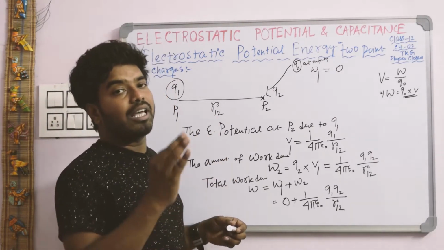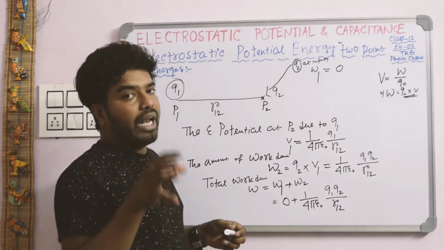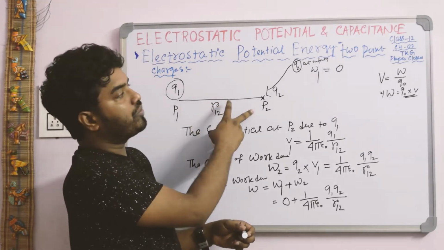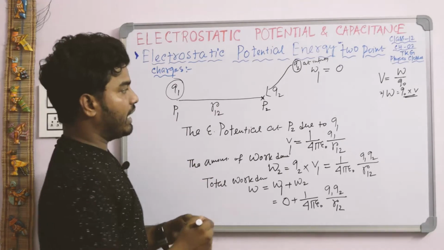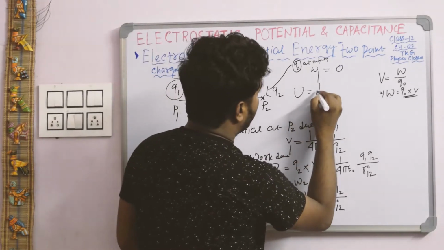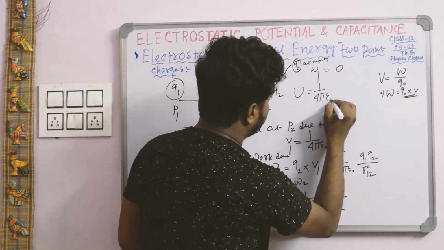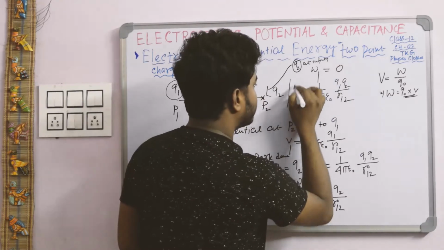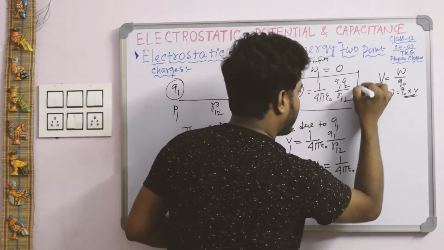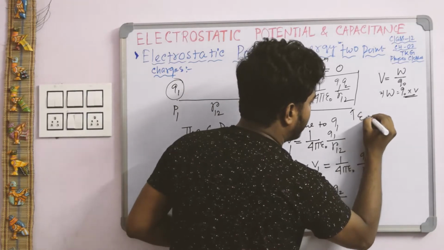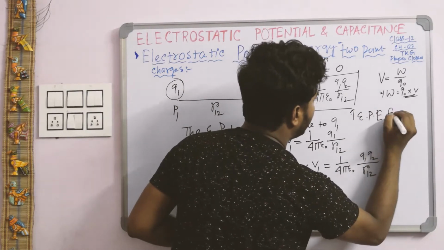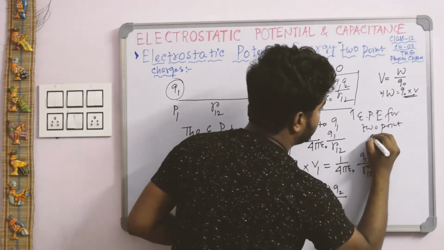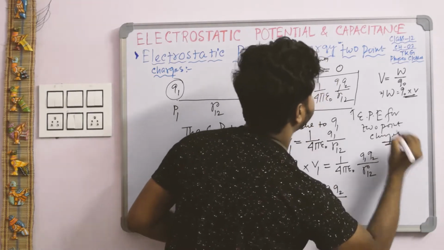Now this amount of work done is stored in the form of electrostatic potential energy, which is represented by the symbol capital U. So the electrostatic potential energy for this two point charge system is U equal to 1 by 4 pi epsilon naught Q1 Q2 by R12. So this is the final expression, the electrostatic potential energy for two point charges.